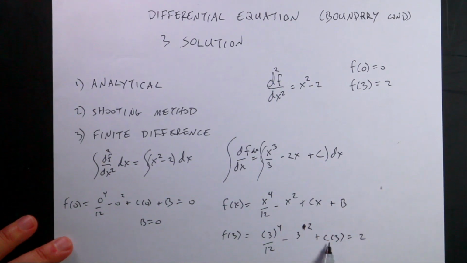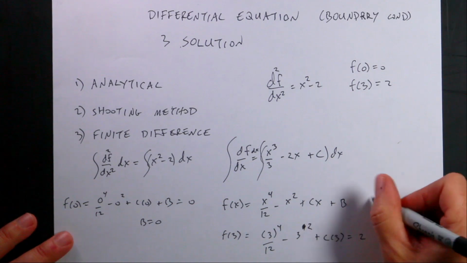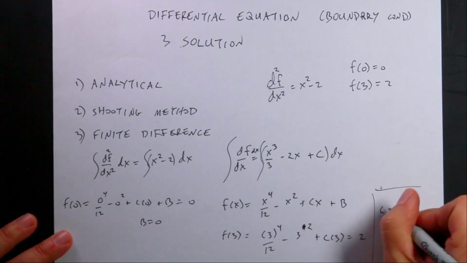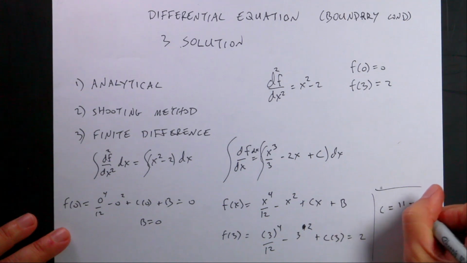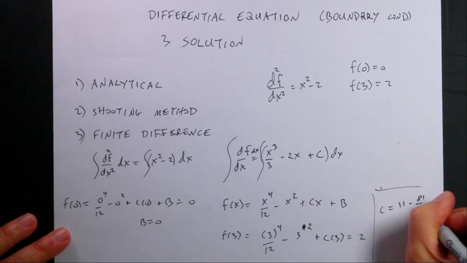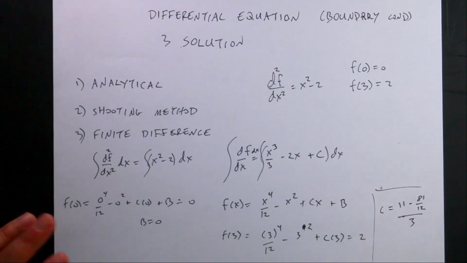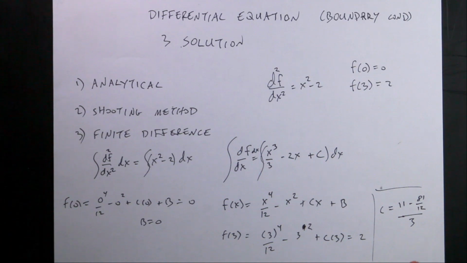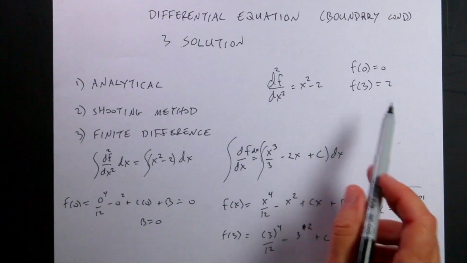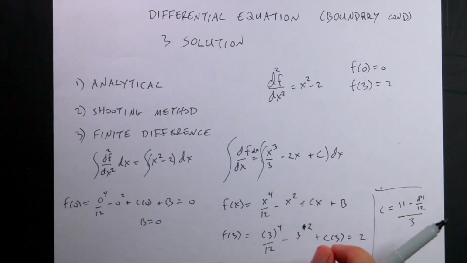Now I just need to solve this for c. And I don't think it's really difficult, and I don't want to waste time. So I'm pretty sure c equals 11 minus 81 over 12, all of that over 3. So now I have my function. Now, because we're going to do this more than one way, I want to actually make a plot of this function. Not that function. This function. So let's plot this function from 0 to 2, just so we can compare it when we find our other methods. So I'm going to switch over here to Python. I'm going to make a graph in Python.